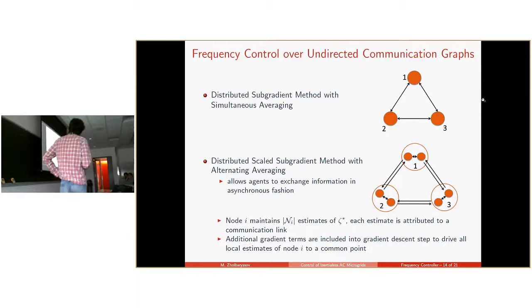And here we use an alternating averaging, which means that when node 1 receives information from node 2, it performs averaging, and node 2 waits for node 1 to complete the averaging. And then node 2 performs averaging, and node 1 waits. And this alternating averaging can be implemented through a very simple message passing protocol. Okay, no questions?